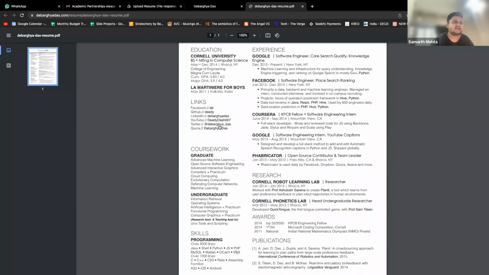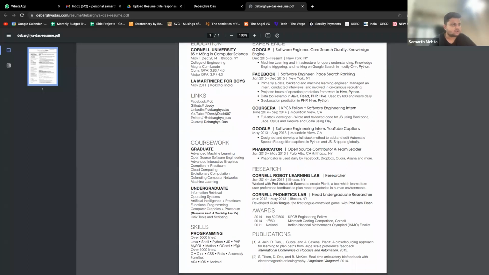And he has mentioned everything that is necessary. Over here, he's spoken of his college. Over here, he's spoken of his school. Over here, he has given all the relevant or the necessary links that a recruiter might need or that a recruiter might look at when they are basically shortlisting your profile. He has talked about his coursework. Coursework basically means the different courses that he might have taken in college, right?